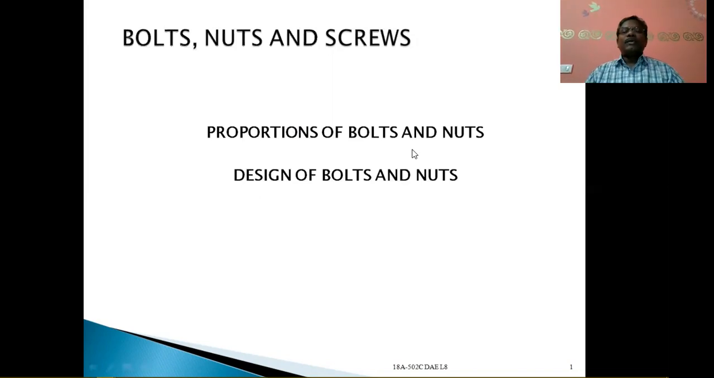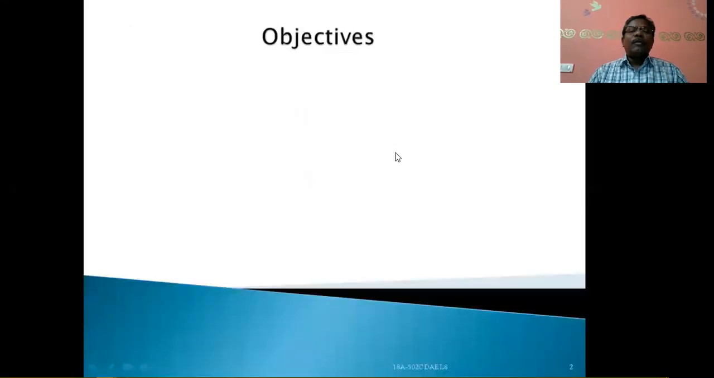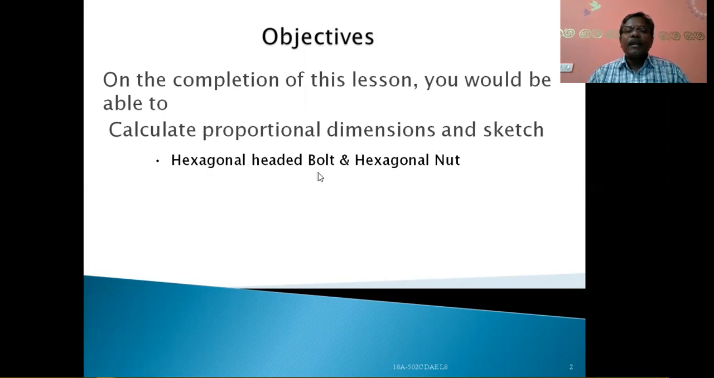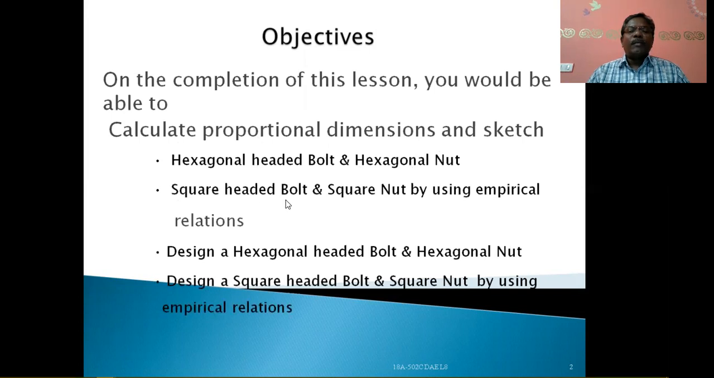Let us say on the completion of this lesson, we should have the following objectives. On completion of this lesson, you would be able to calculate proportional dimensions and sketch hexagonal headed bolts and hexagonal nuts, and next, square headed bolts and square nuts by using empirical relations.